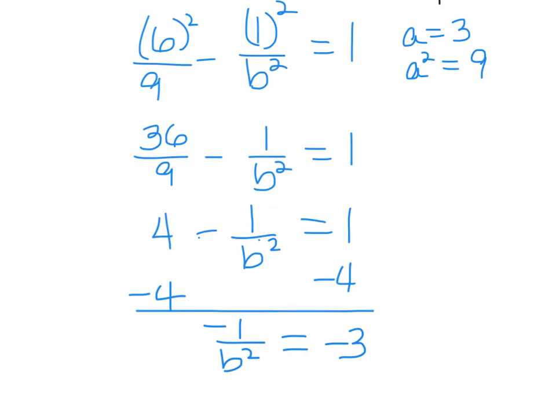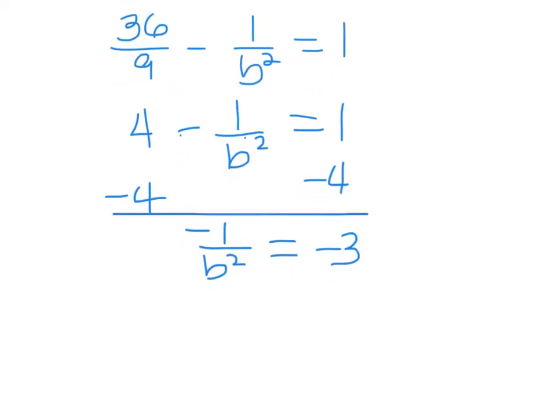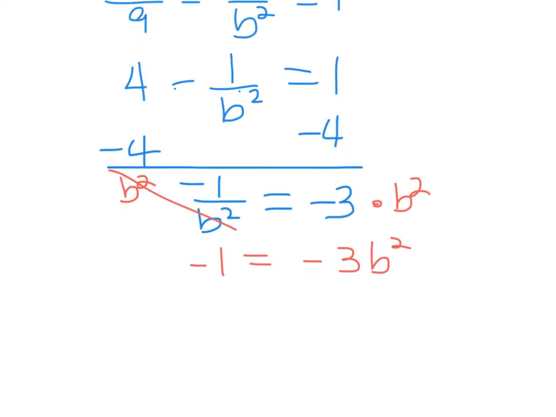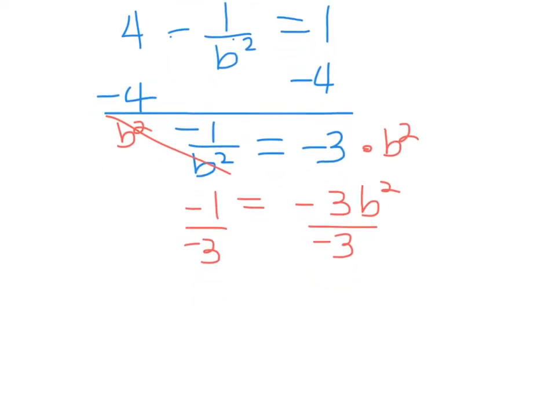Now, at this point, to solve for b squared, you can either treat it as a proportion over 1, or if you'd rather, multiply both sides by b squared to get it out of the bottom of the fraction, and then you're left with negative 1 is equal to negative 3b squared. I need to isolate b squared, so I'm going to divide both sides by negative 3. A negative divided by a negative is a positive, so 1/3 is equal to b squared.